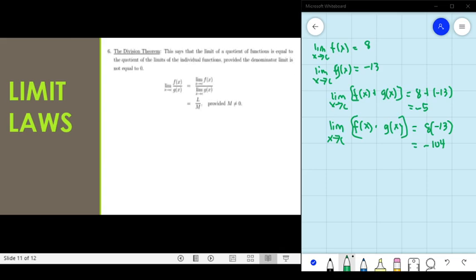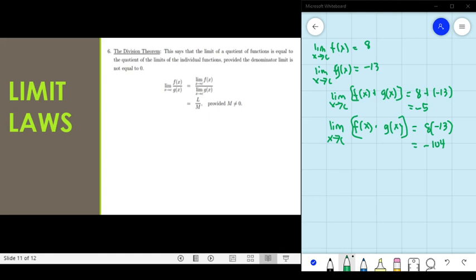Okay, so next is the division theorem. It says that the limit of a quotient of functions is equal to the quotient of the limits of the individual functions, provided that the denominator limit is not equal to 0, because if the limit of the denominator is 0, then the whole limit is undefined.